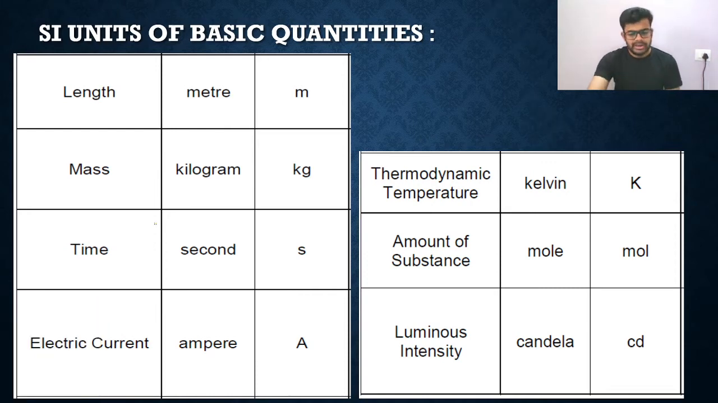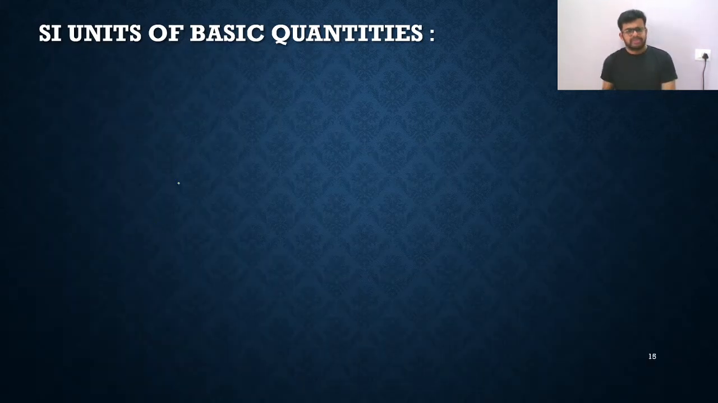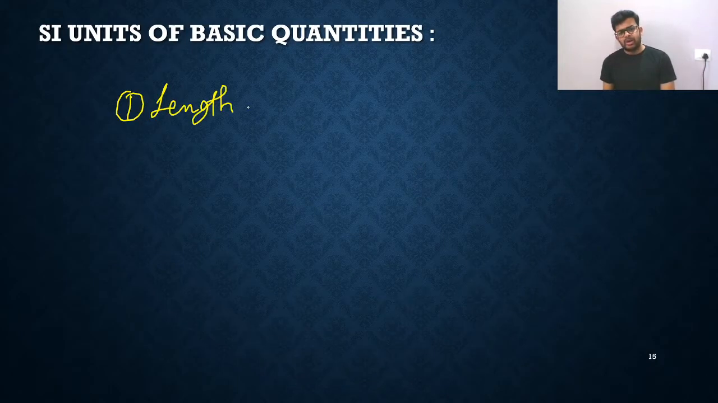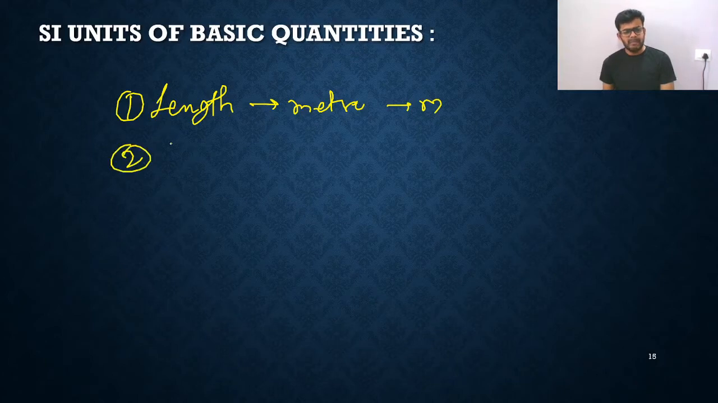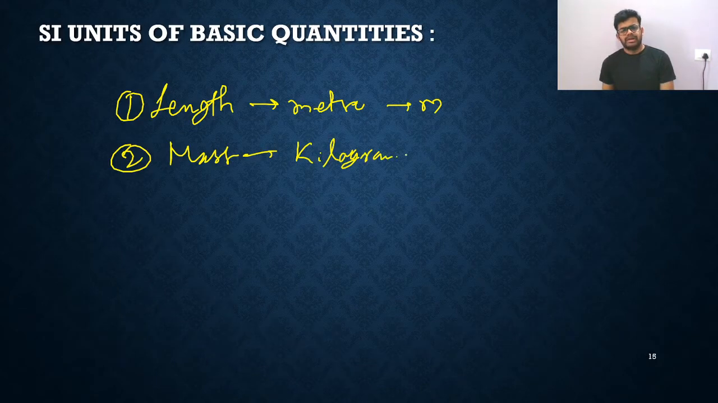So let us talk about this first. The first fundamental quantity is length. You need to remember this, no other option. Its unit is meter and symbol is m. Second is mass. Mass has the unit kilogram, and its symbol is kg.